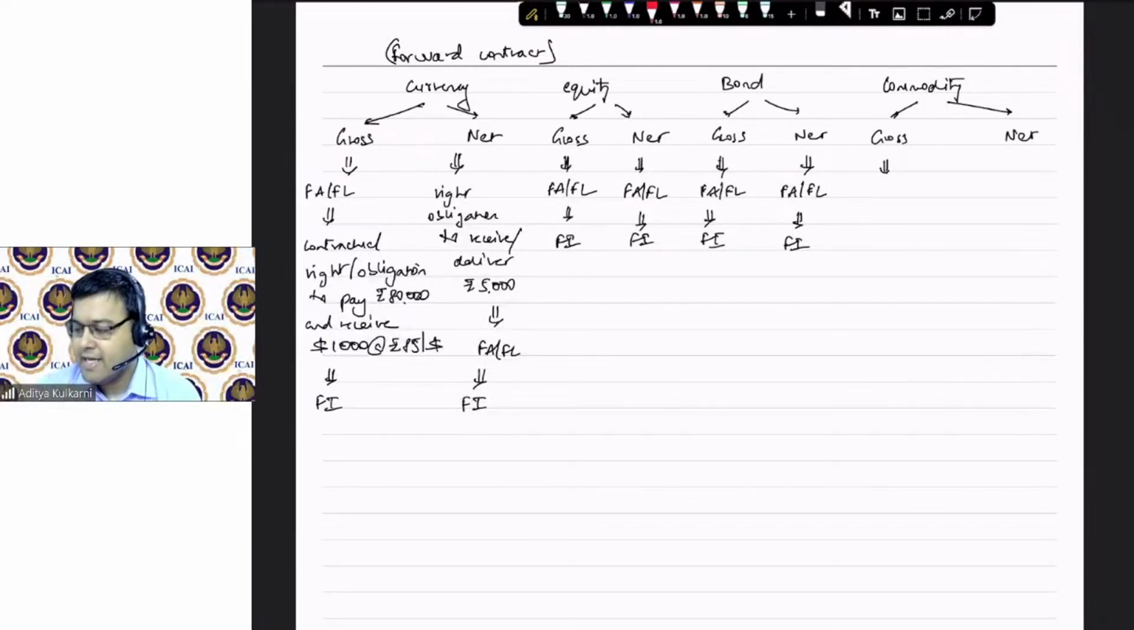There is an obligation to pay cash. You have to pay 55,000 rupees, I hope you understand that. But in return, what are you going to get? Sir, in return, you are going to get 10 grams of gold. So is 10 grams of gold a financial asset? Answer is no, it's not. It does not fit into the definition.